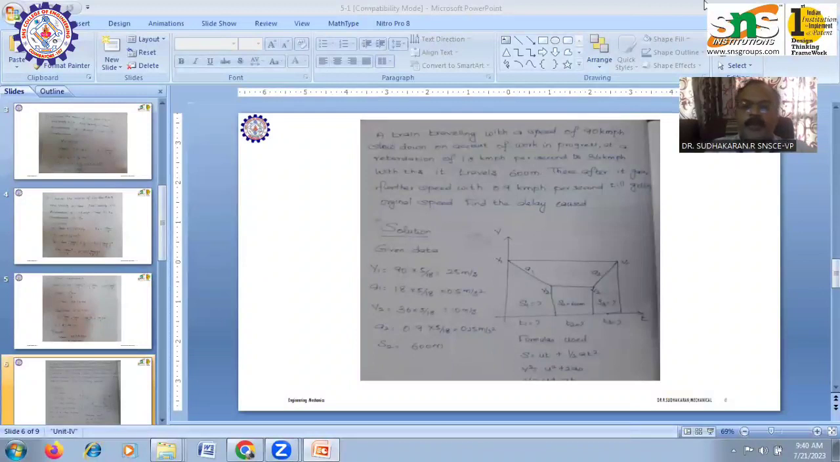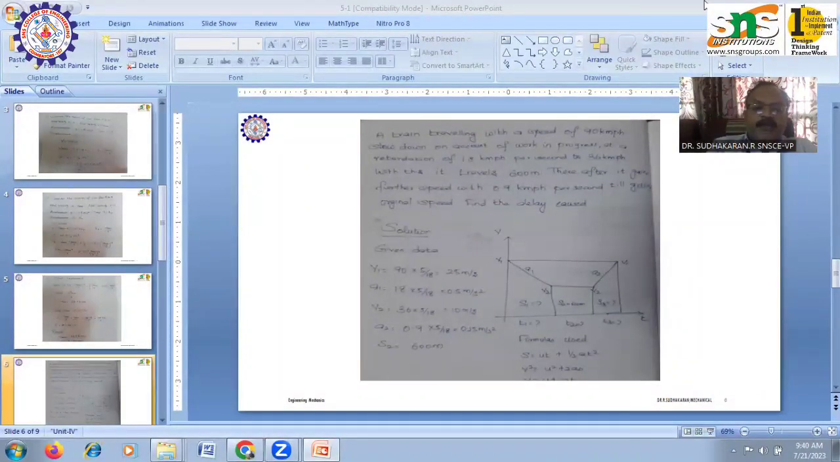Another problem: a train is traveling with a speed of 90 km per hour. It slows down since work is in progress, at a retardation of 1.8 km per hour per second to 36 km per hour, while it travels 600 meters. Thereafter it gains speed at 0.9 km per hour per second till it reaches the original speed. Find the delay caused.